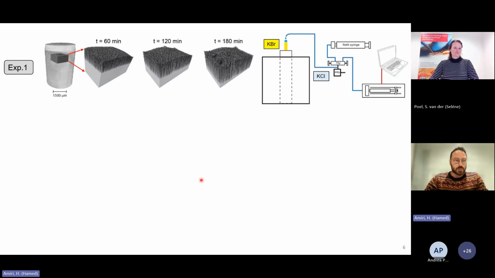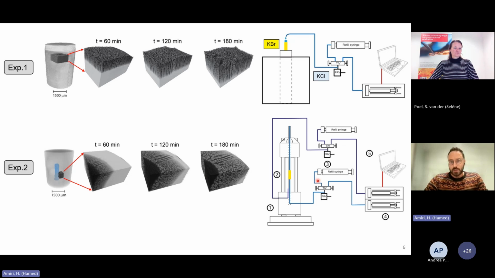And in the second experiment that I show you today, we used the X-ray cells. So we put the KBr crystal in the sample, and then we applied a small confining pressure of about 10 bar, and then we injected the fluid from the bottom of the sample through a small hole in the center of the sample, that you can see here, and then did the tomography.